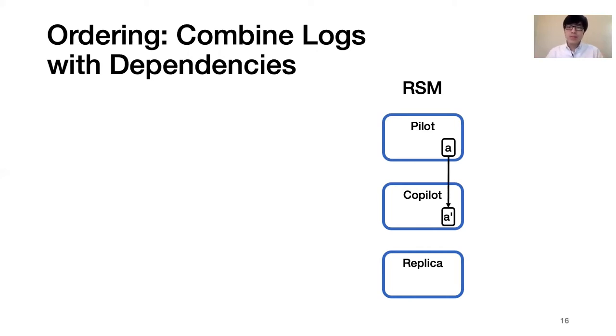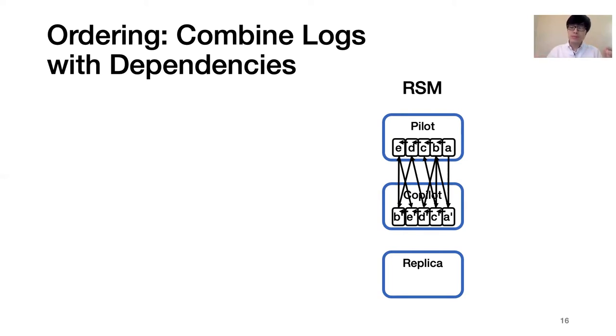If the next entry that commits is in the copilot log, then it will have a dependency on A. Similarly, the next entry that commits in the pilot log will have a dependency on an entry in the copilot log, and so on. In addition to this dependency, there are also implicit dependencies within the log that correspond to the slot order. Now, with all of this dependency, we can start constructing a total ordering that respects the dependency orders.